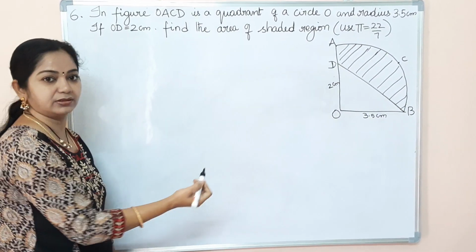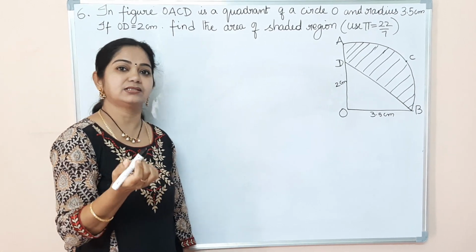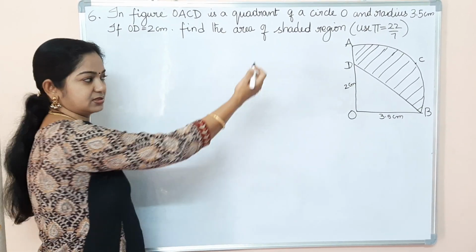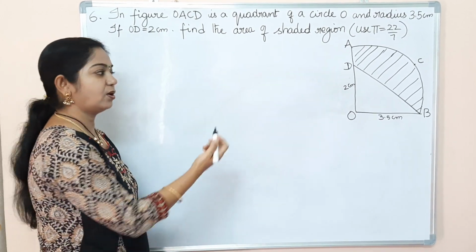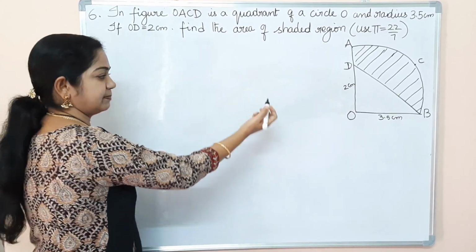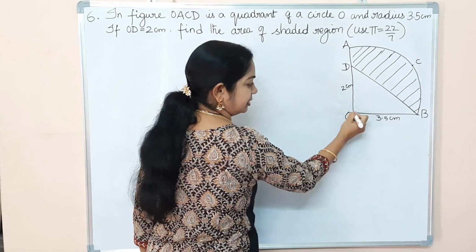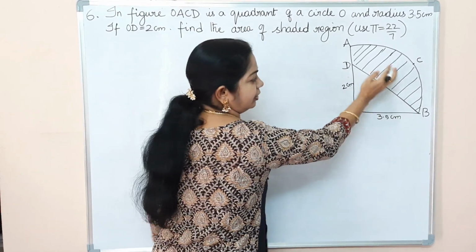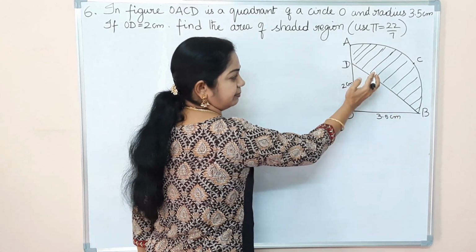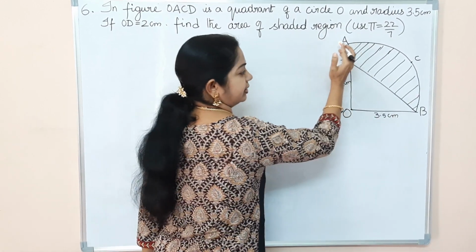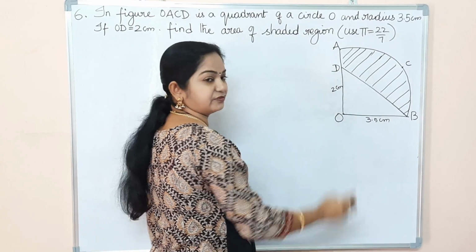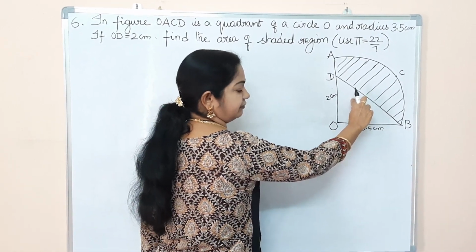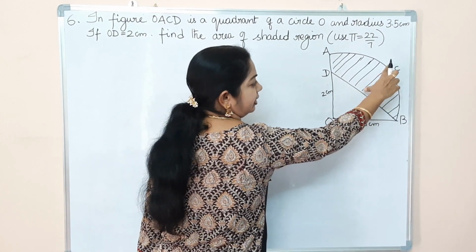Given the quadrant. Quadrant is nothing but the 1/4 part of a circle. We know the semicircles. This is a 1/4 part of a circle. Also, it is a sector, a part of a circle taken from the center. So, to find the area of this shaded part, we will find the area of the sector first. Then, we will subtract the area of the triangle from the sector. We will get the area of this part.